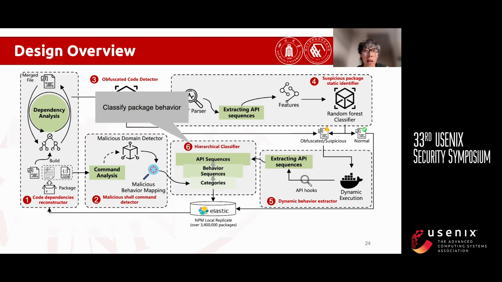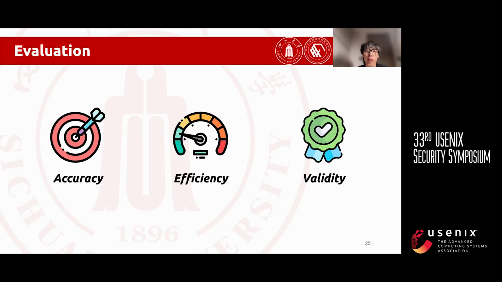Finally, we use a hierarchical classifier as the core to classify packages based on API sequences. Next is our evaluation section, which considers three main aspects: accuracy, efficiency, and validity.